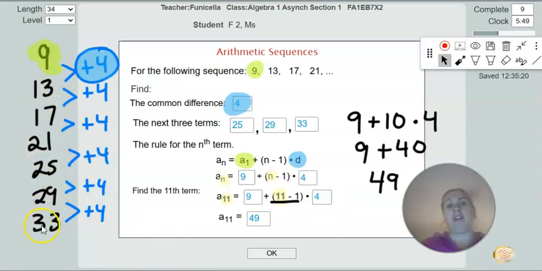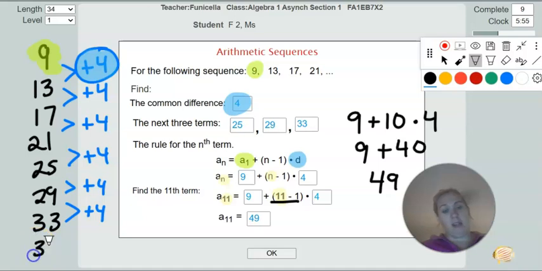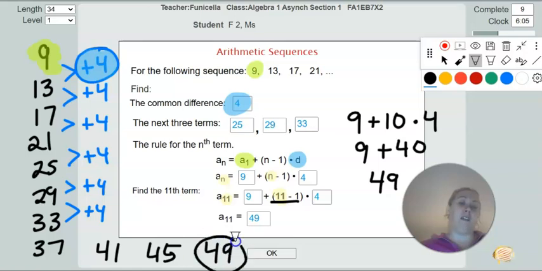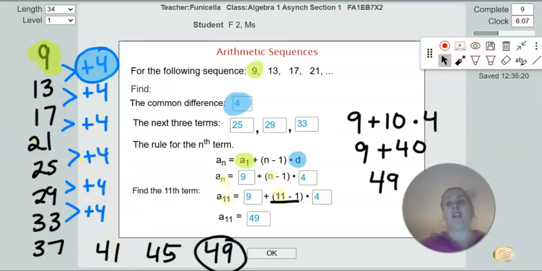6, 7. So right now we have our 7 terms on the left. If we went all the way to the 11th term, you could see we would get 37 would be our 8th term, then 41 would be our 9th, then 45, and then finally 49. So once you have all of this plugged in, make sure to go to the next slide.